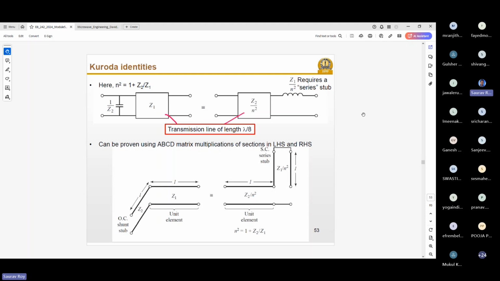Okay, so the left and right side pictures are actually equivalent. This is called a Kuroda identity, identity because the left and right are identical. In the microstrip line implementation you see here, the first section, the capacitor, is done through an open circuit, followed by a microstrip line section of Z1, which is replaced by a first microstrip line section of Z2 by N square, and then a short circuited stub of Z1 by N square.